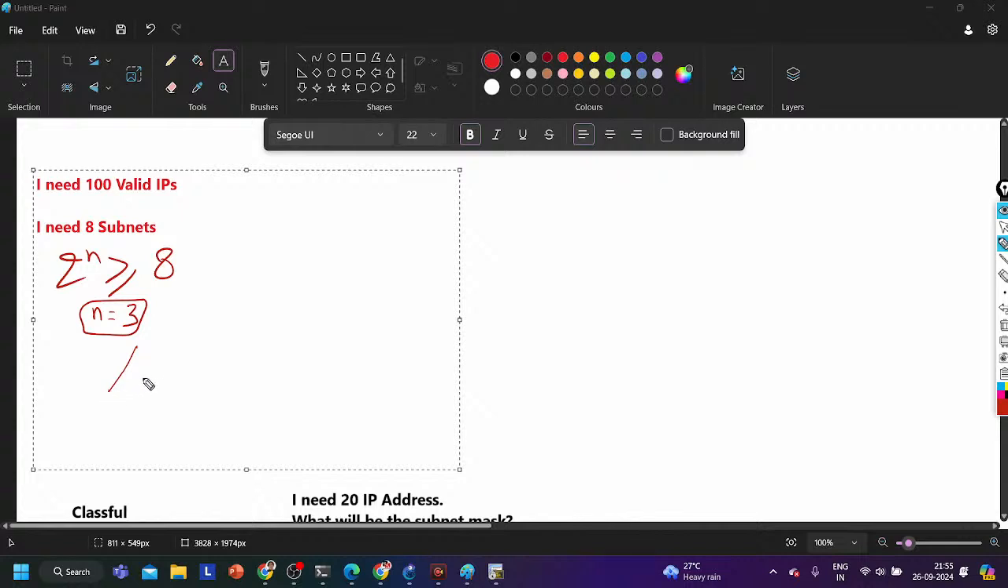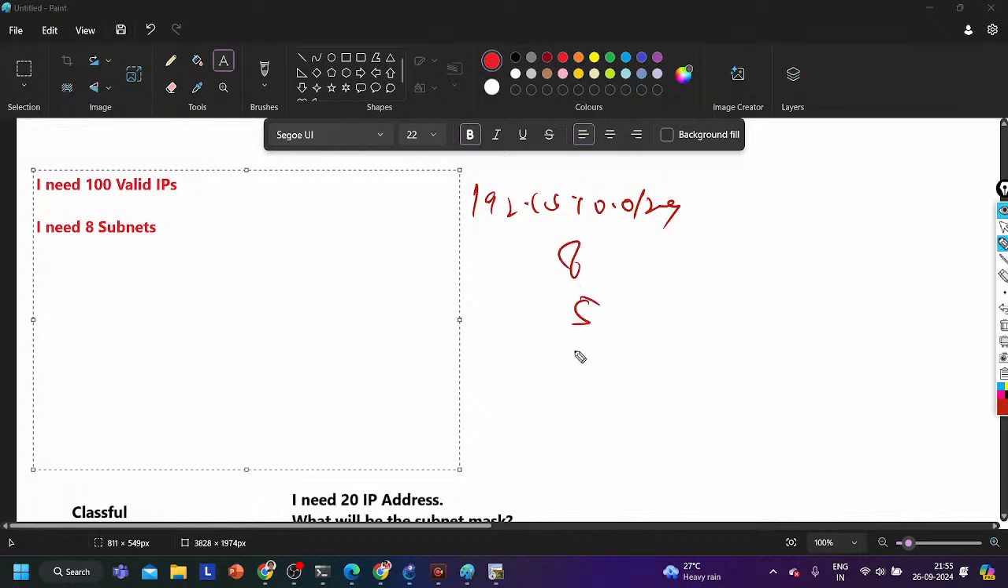So my slash value can be /27. So you can find the subnet mask for the number of valid IP addresses, and you can find the subnet mask for the number of subnets. Or someone can tell you to divide one network, 192.168.10.0/24, into 8 parts, 5 parts, 3 parts, like that. We cannot divide a network into 3 parts. Either we can divide a network into 2, 4, 8, 16, 32, 64 parts, like this.